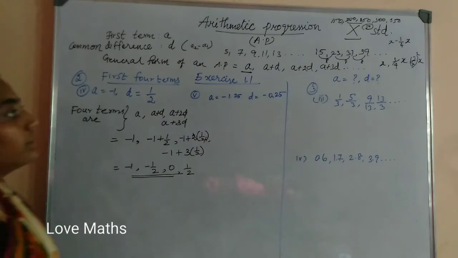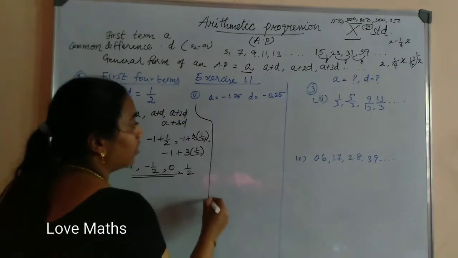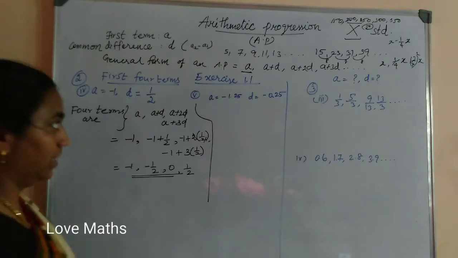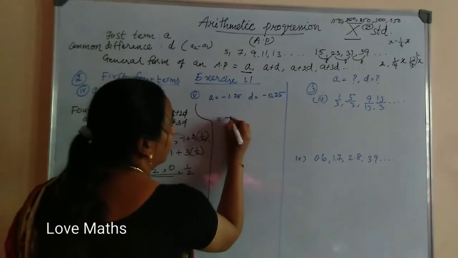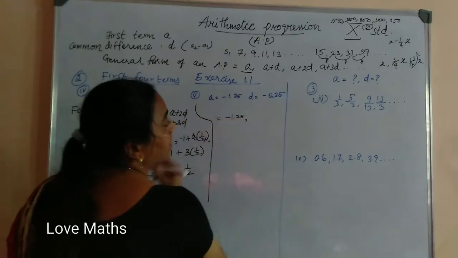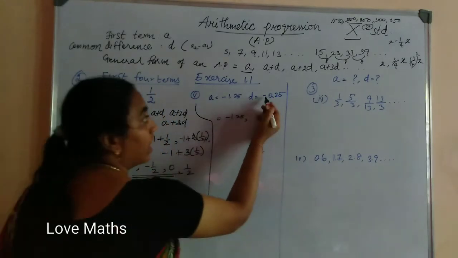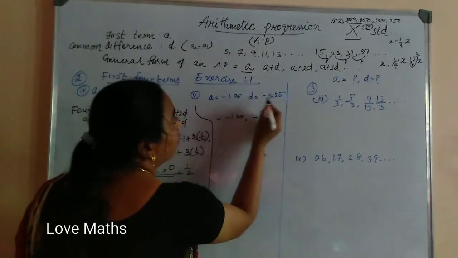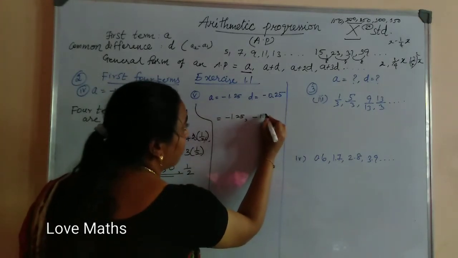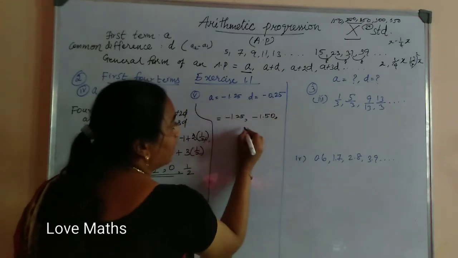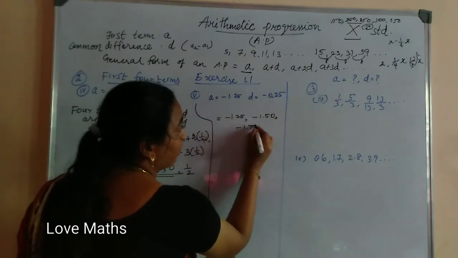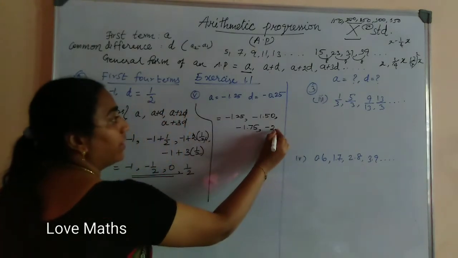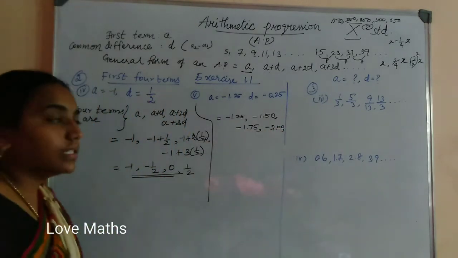Okay, next sum. They have given it as a decimal. Here also you just apply A, A plus D, A plus 2D and A plus 3D. What is first A? Minus 1.25. Next step, A plus D. Both are negative, so add and write the same sign. Minus 1.25 minus 0.25 means minus 1.50. Again minus 0.25 gives minus 1.75. Again minus 2.00. It's not necessary to write the zeros; you can write 2 only. Is it clear?